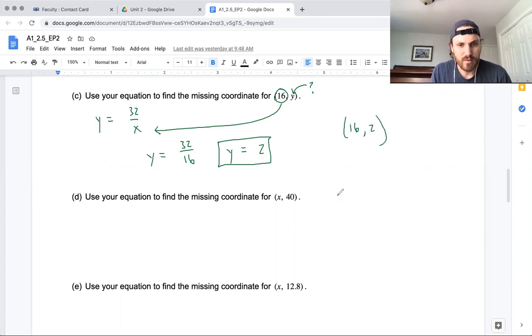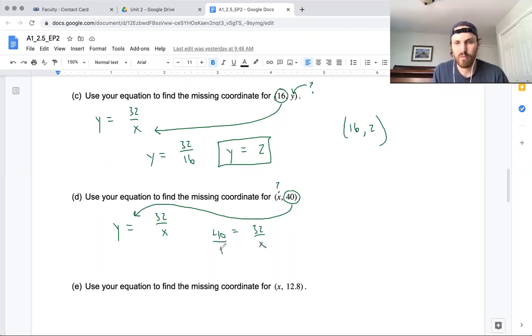Use your equation to find the missing coordinate for x comma 40. So y equals 32 over x was our equation. Now we're looking for x and we were given y. So let's plug that in for y and we get 40 equals 32 over x. Now again, 40 equals 32 over x is a proportion, so we could write it as 40 over 1 equals 32 over x. And I'm going to use the cross products property this time, remembering that I can multiply these two and multiply these two, and they should both be equal.